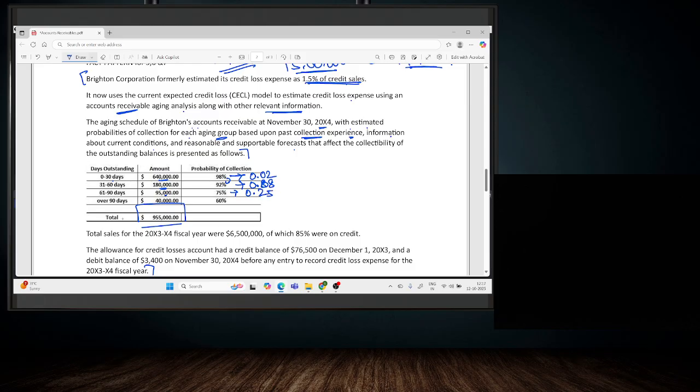Customers worth 40,000 rupees did not pay money over a period of 90 days. So the probability of collecting money from them reduces to 60%. So the probability of not collecting money from them is 40%.